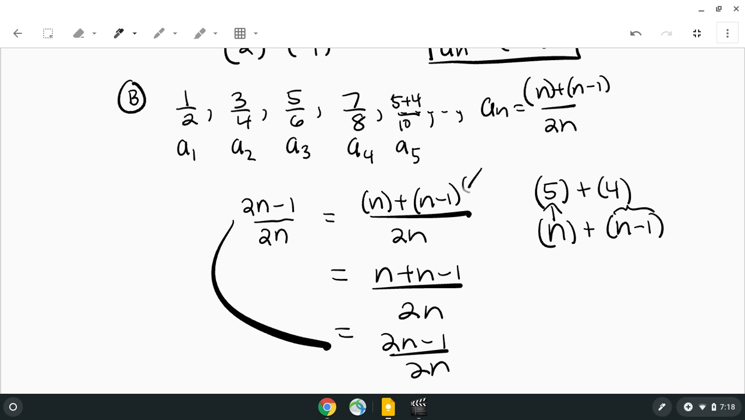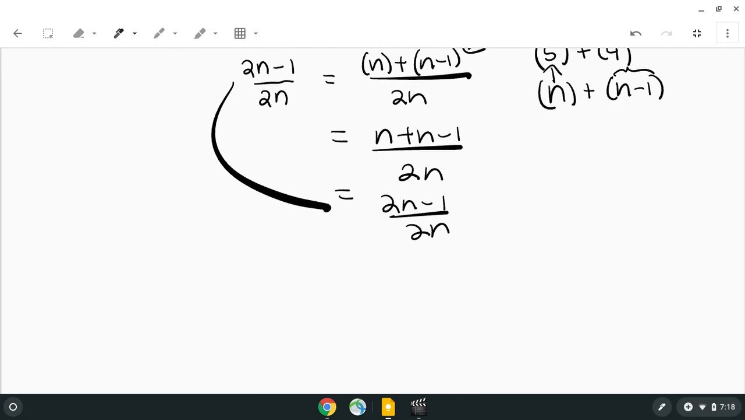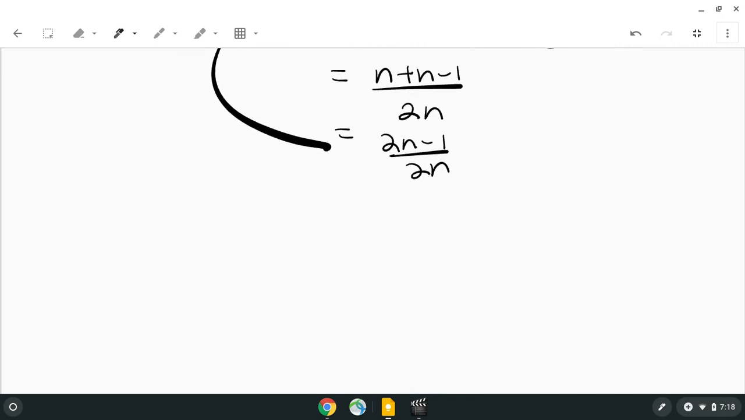So if you end up doing this and WebAssign doesn't accept it, then just simplify it, okay? Most of the time you're supposed to simplify it anyway, okay? All right, let's take a look at another one.